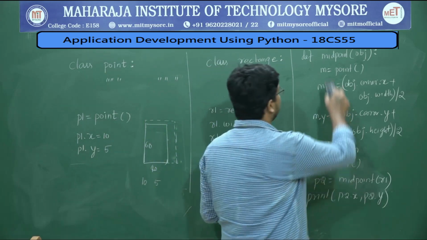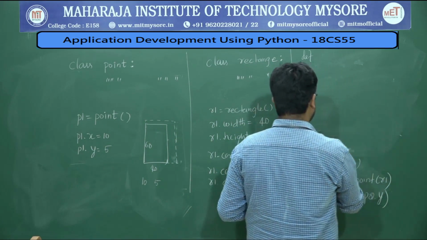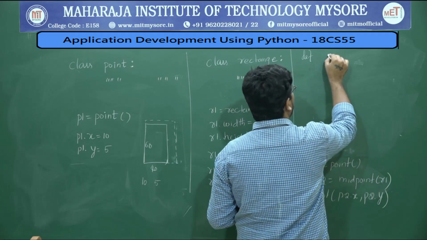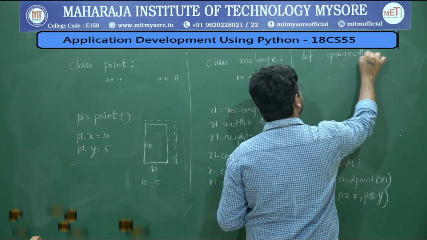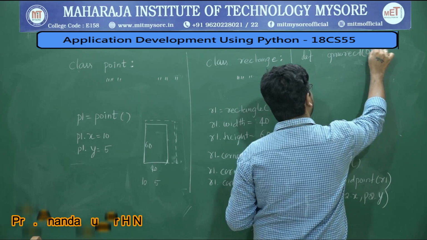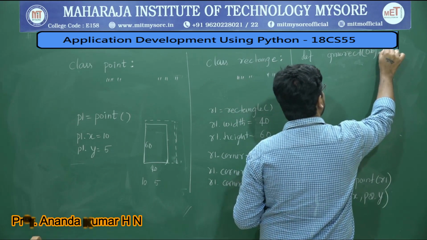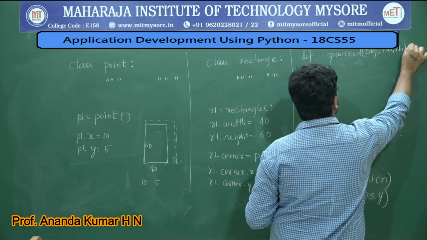So here let me write again a small function. So def, let me consider grow rectangle, grow_rect. You need to pass some value, let us say obj. Then the increase in width, increase in height.